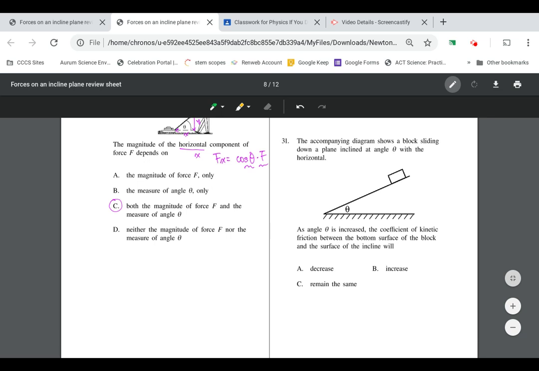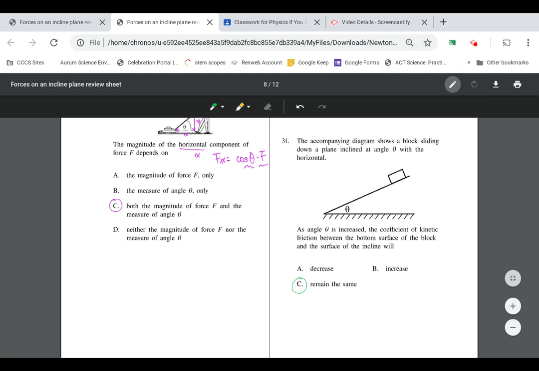Question number 31. As angle theta is increased, the coefficient of kinetic friction between the bottom surface of the block and the surface of the incline will remain the same. The coefficient of friction is basically the same for the same material, right?